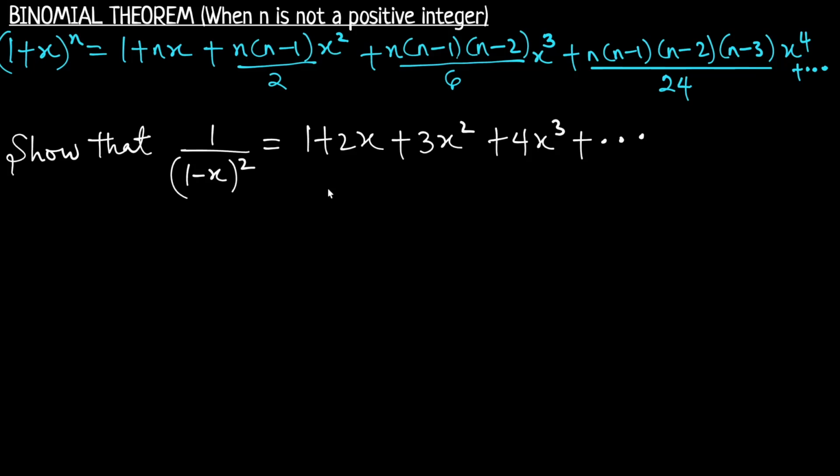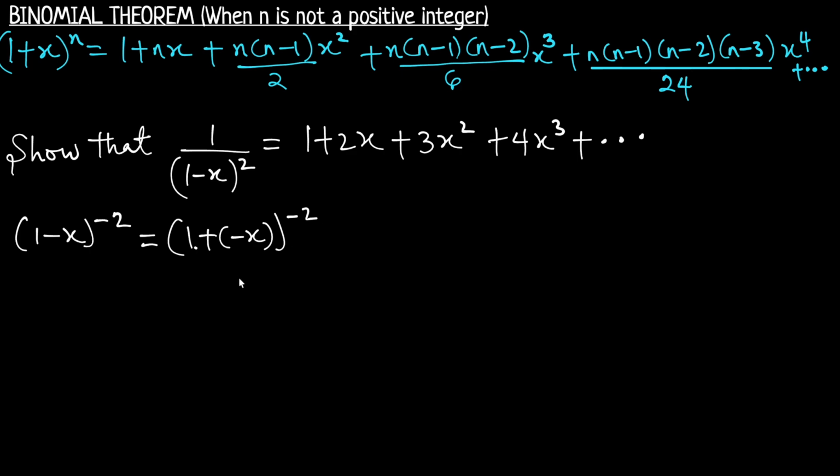I am going to use the binomial expansion above to show that the left hand side is equal to the right hand side. So first we have to write this in a more standard form. That is 1 minus x raised to the power of -2. Okay. Now if we try to rewrite this to match this, it's going to be 1 plus -x, right, raised to the power of -2.